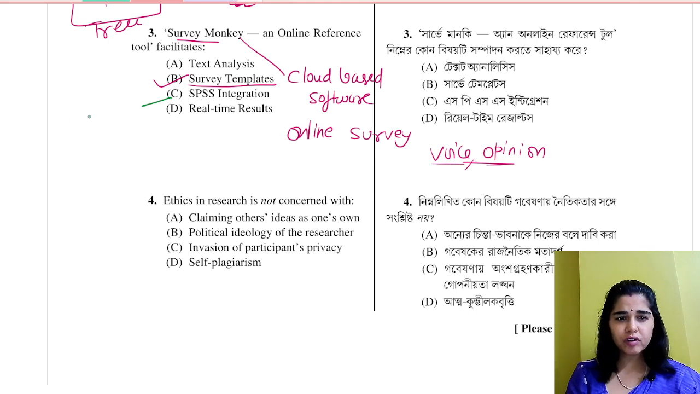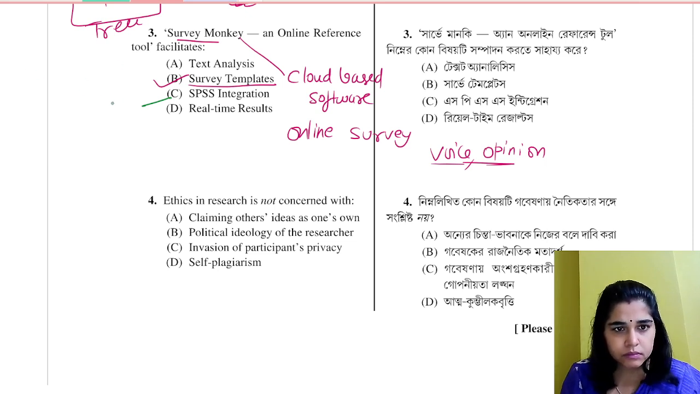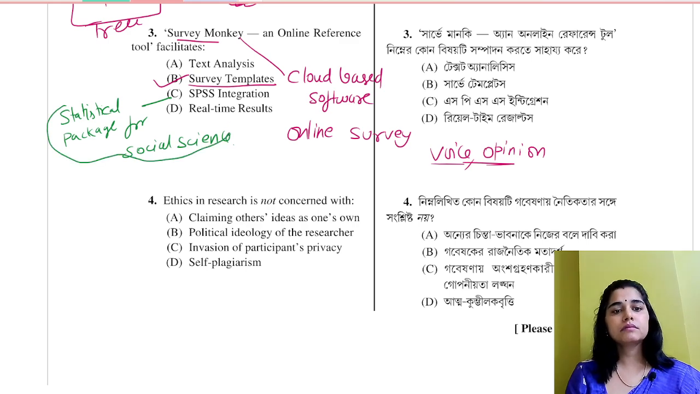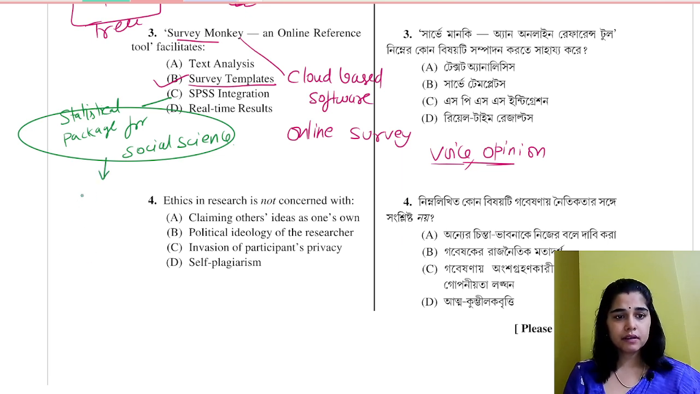SPSS integration. The full form is important here: Statistical Package for Social Science. Here we manage the data, arrange it, something like that. We also do analysis here.